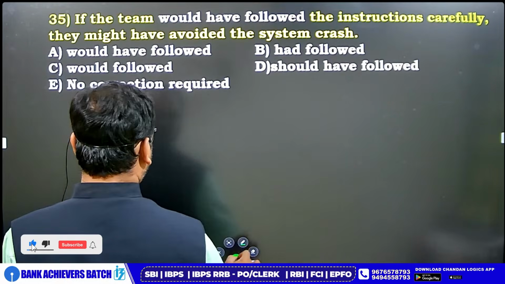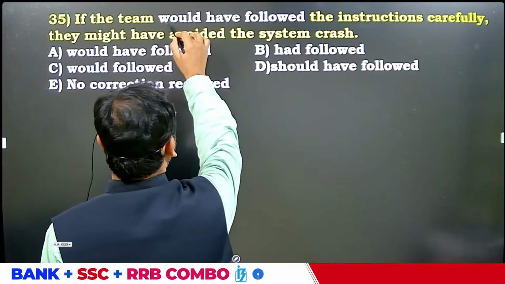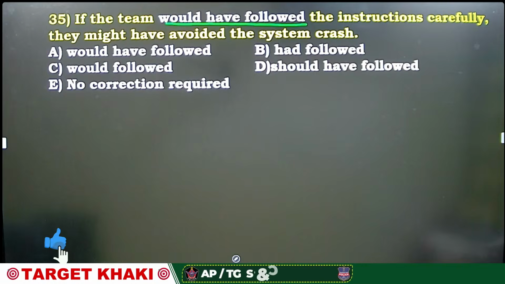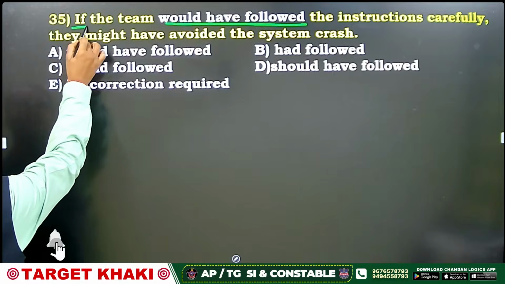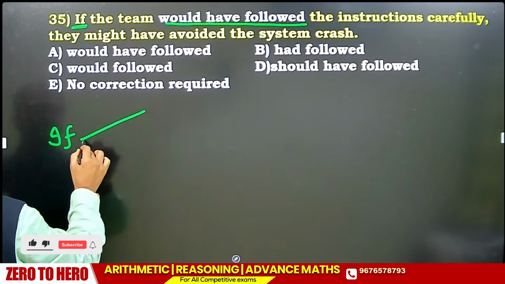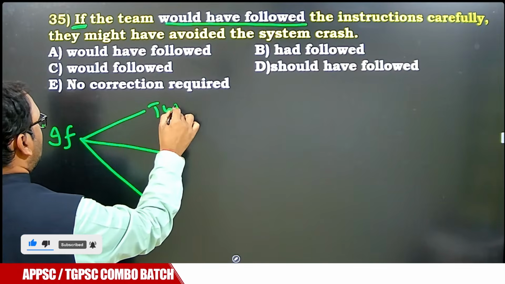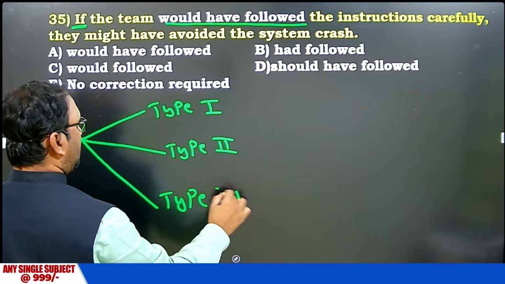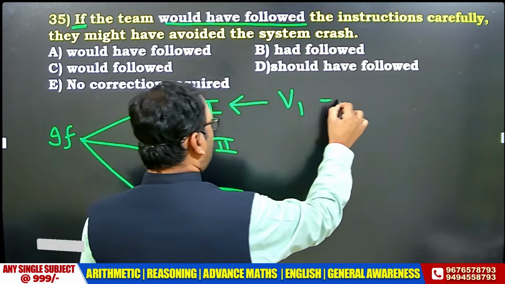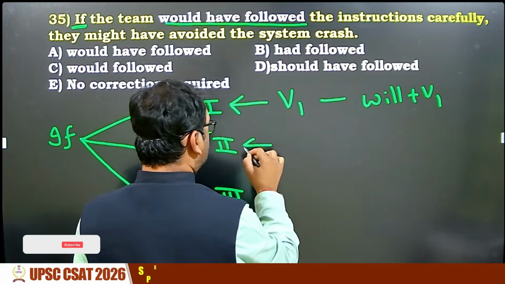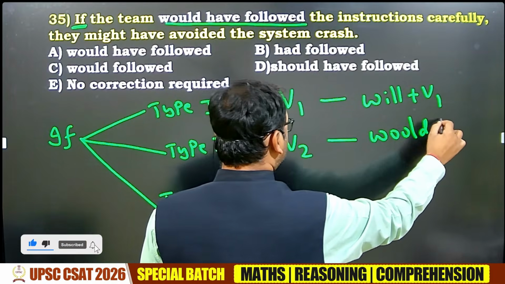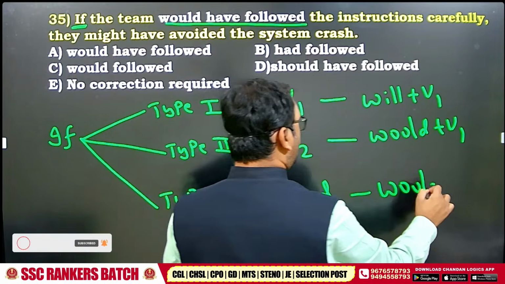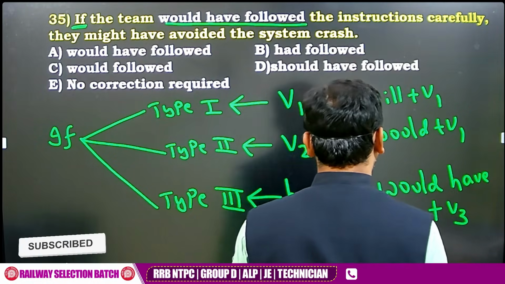Question number 35 is again a simple question. If the team would have followed the instructions carefully, they might have avoided the accident. Easy question. Whenever if comes, guys, there are 3 types. We call them type 1 conditional, type 2 conditional, type 3 conditional. Type 1 says if the conditional clause is present simple, main clause future simple. Type 2 says if the conditional clause is V2, main clause is would plus V1. Type 3 says if the conditional clause is had plus V3, main clause is would have plus V3. I think I am clear.